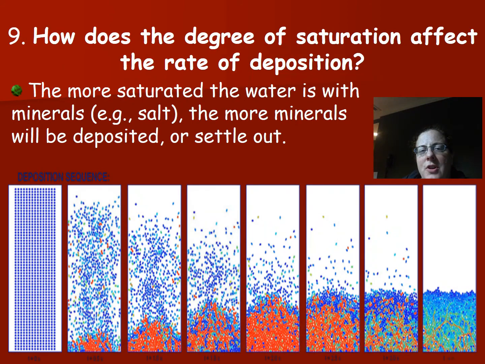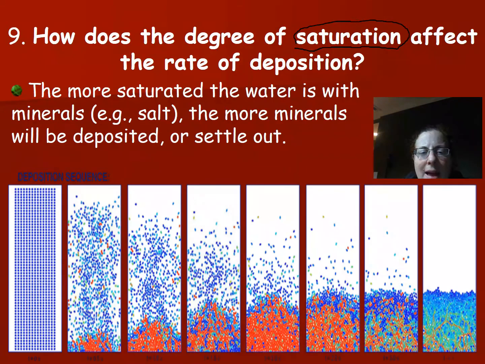The next question is about the degree of saturation. Saturation is how full the water is, like a sponge, how full it is. As it gets more saturated, it's more full. So the degree of saturation affecting the rate of deposition.